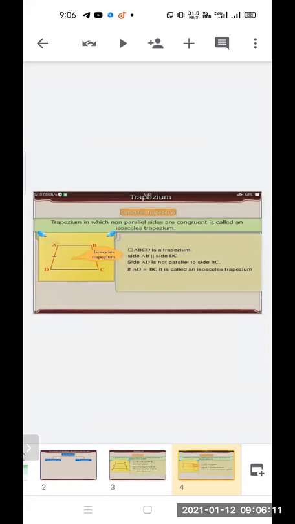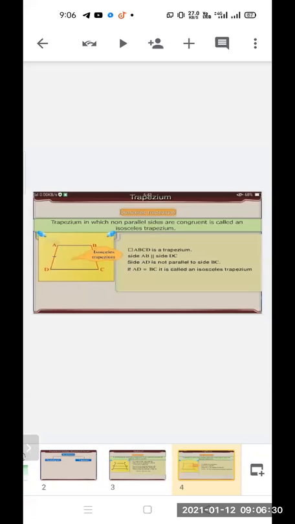So here AB is parallel to side DC. These are the parallel sides, AB parallel to DC, and the non-parallel sides are AD and BC. So if they are congruent, we can say that it is an isosceles trapezium.